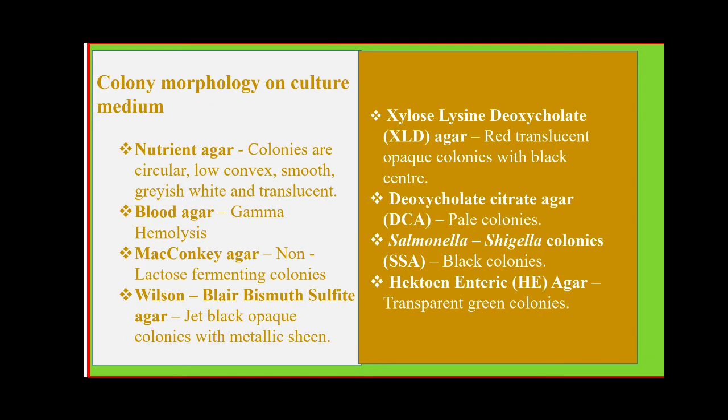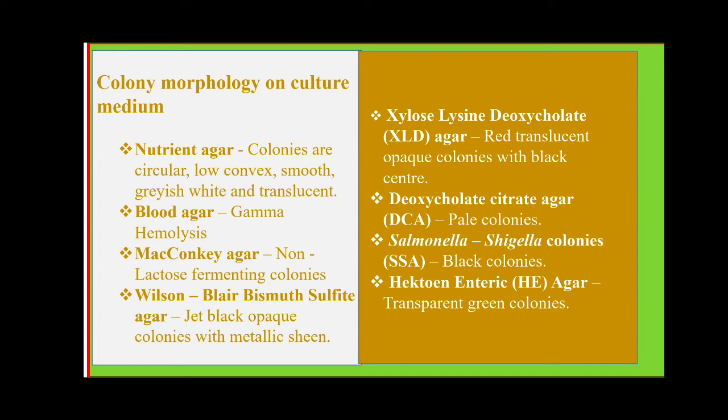Colony morphology and culture medium. First, nutrient agar. In nutrient agar, colonies are circular, low convex, smooth, grayish white and translucent. Second, blood agar. In blood agar, gamma hemolysis is produced. Gamma hemolysis means no hemolysis. MacConkey agar, non-lactose fermenting colonies are produced.